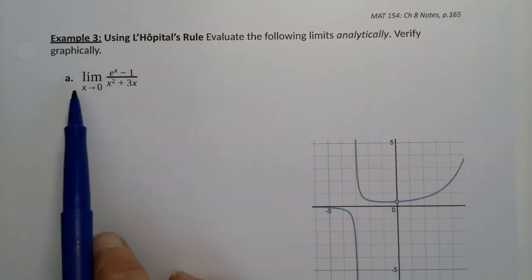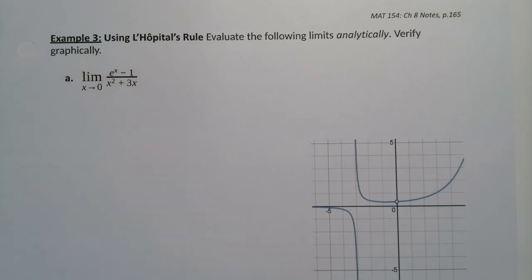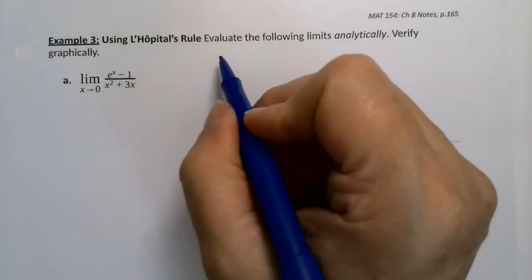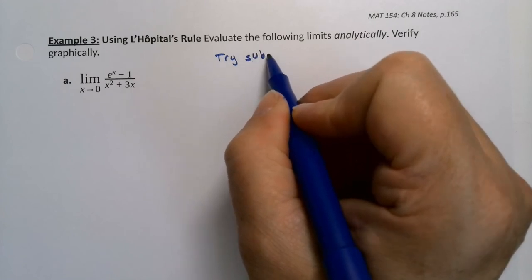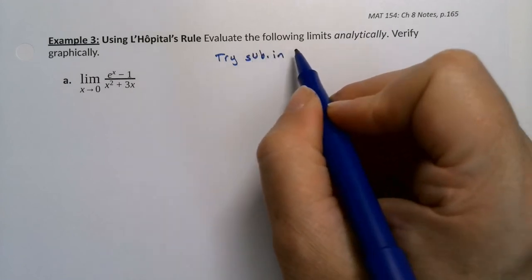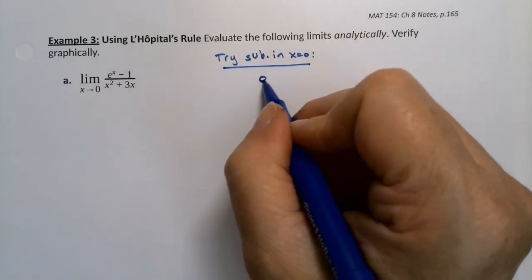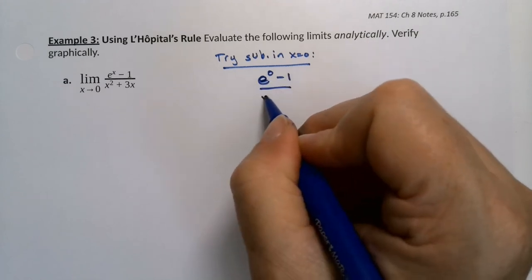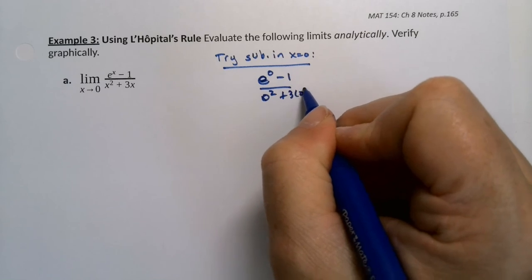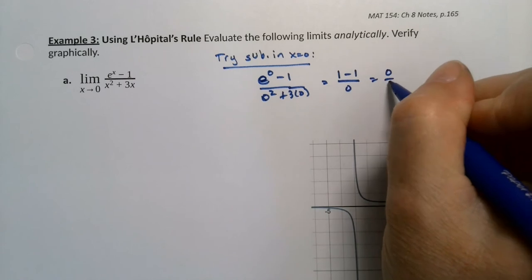Okay, so I'm going to take the limit as x approaches 0 of e to the x minus 1 over x squared plus 3x. Now, never forget, always try to substitute in first. You never know. Maybe I gave you one that you could try, right? Always try to substitute in the value. In our case, it would be x equals 0. So that would be e to the 0 minus 1 over 0 squared plus 3 times 0. That would be 1 minus 1 over 0, which is 0 over 0, which is indeterminate.